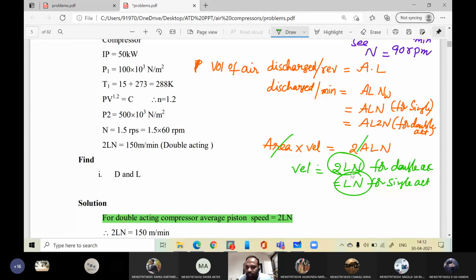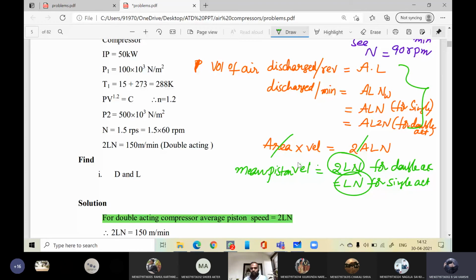Please keep in mind whenever you are studying, I searched 5 to 6 textbooks and I didn't find this directly. They are writing directly LN or 2LN. How it came? You should know this procedure. Is it clear? How to calculate the mean piston velocity? This is called mean piston velocity or mean piston speed.